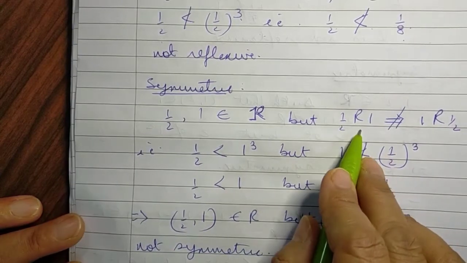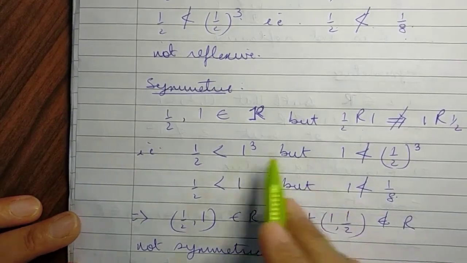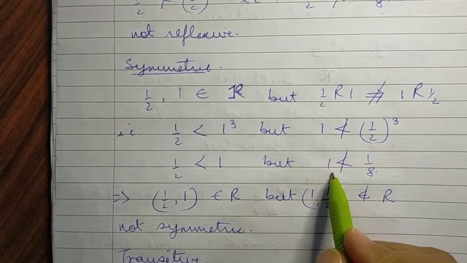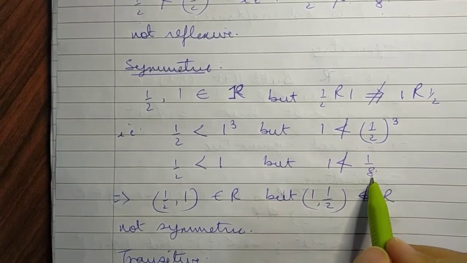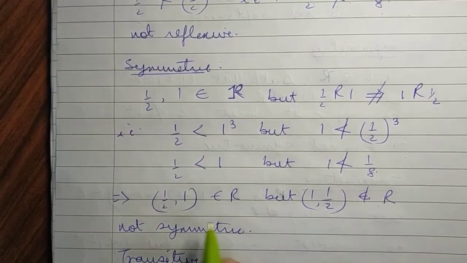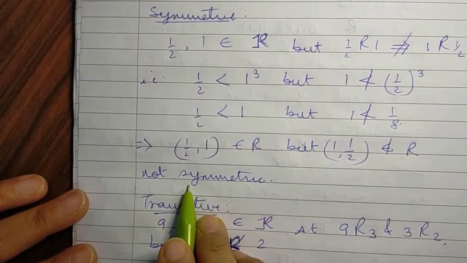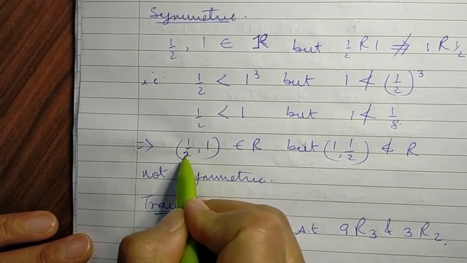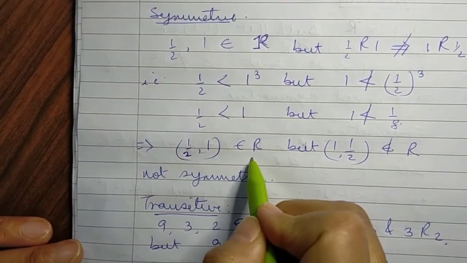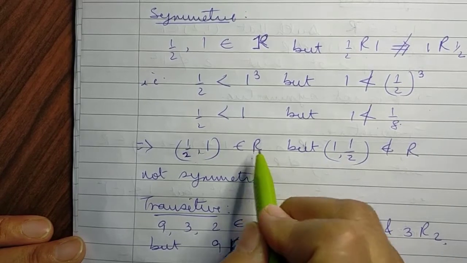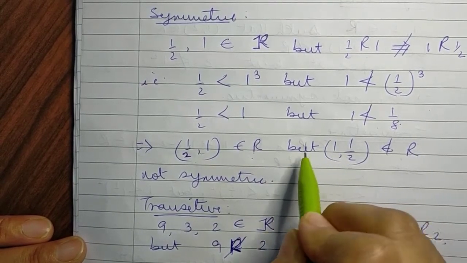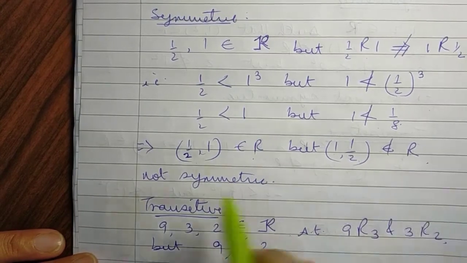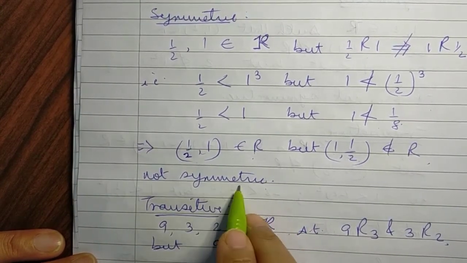Half is less than 1 cube, but the reverse is not true, that is, 1 is not less than half cube, since 1 is not less than 1 by 8, and so it is not symmetric. We have found a counter example: the pair (half, 1) belongs to the relation, but (1, half) does not belong to this relation, and so it is not symmetric.